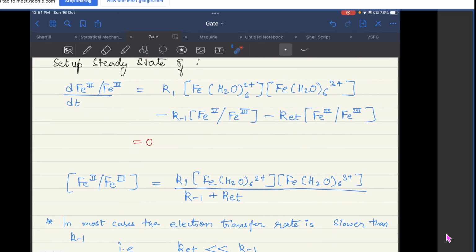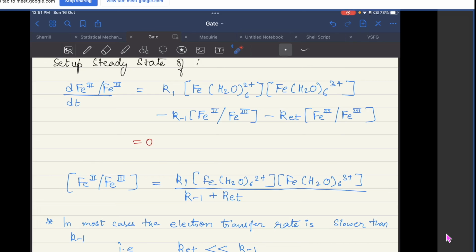Now I will find out the concentration of this, so this is important for me. Here I am finding out the concentration of the precursor complex. I will take it as separate here, and then the whole expression becomes something like this.